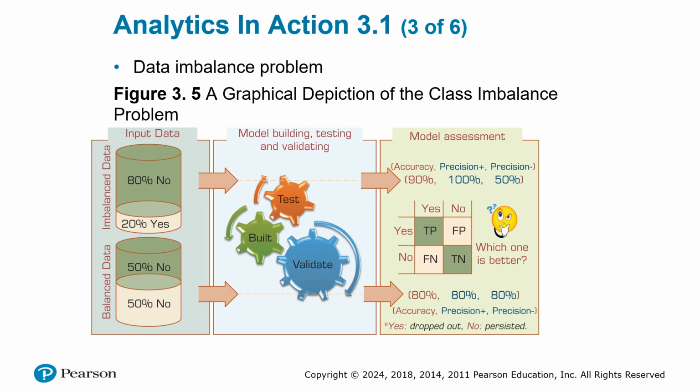TP means true positive, FP means false positive, FN means false negative, and TN means true negative. This is how you can easily understand the situation in a better way. You can understand how many persons in this context are providing true positive information, false positive, and the same for the others. So at the end, you can drop out or maybe persist.